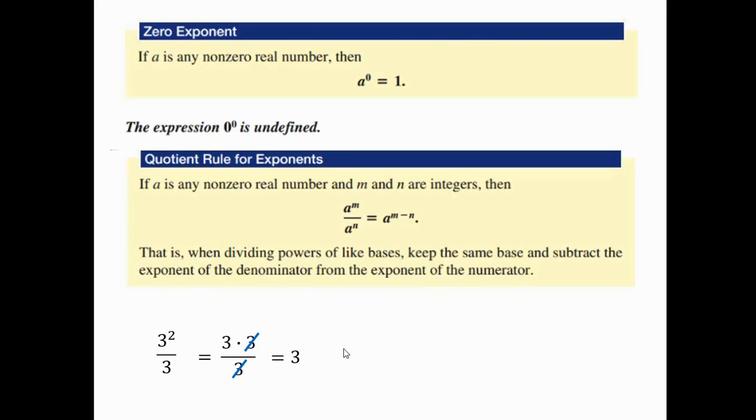But let's use our quotient rule here. That also equals, keeping the base, 3 squared minus 3 to the first, because any number can be raised to the power of 1, and that is that number. So 3 squared minus 3 to the first, 3 to the 2 minus 1. We're subtracting our exponents, keeping the base. We get 3 to the first, and again, that is 3.